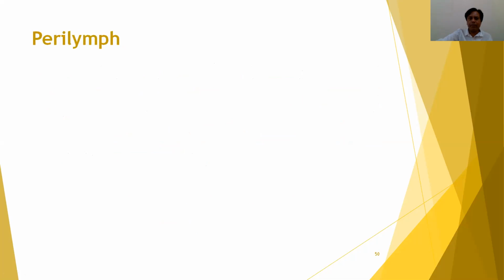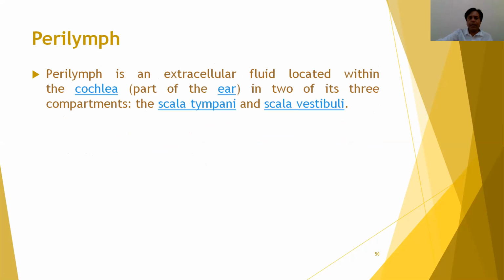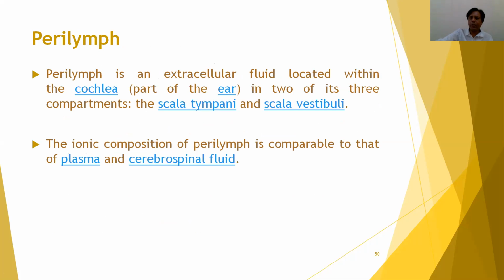Then perilymph. Perilymph is an extracellular fluid located within the cochlea in two of its three compartments, the scala tympani and scala vestibuli. The ionic composition of perilymph is comparable to that of plasma and cerebrospinal fluid. The major cation in perilymph is sodium.